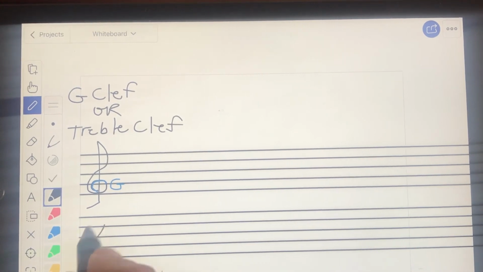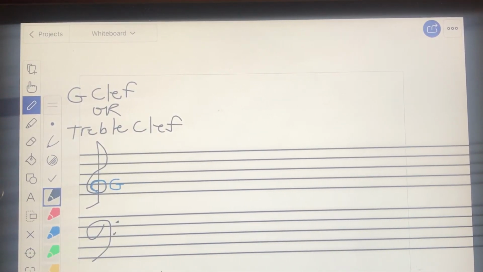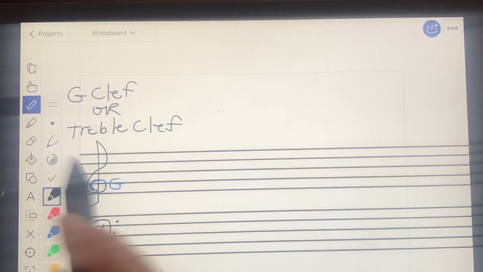The bass clef is used for the lower octave or lower notes in piano music.